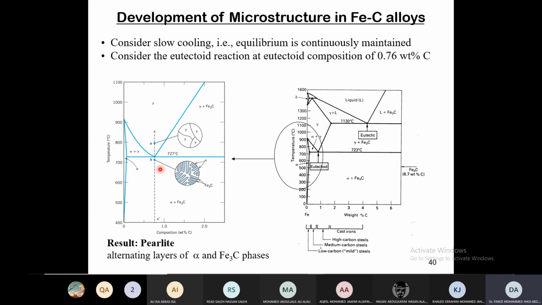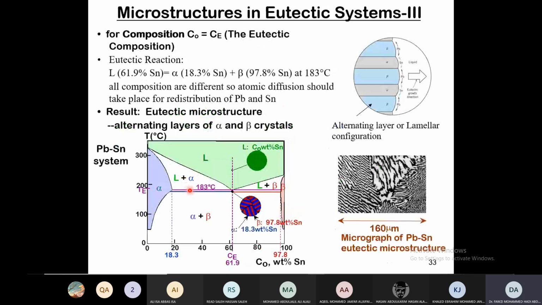So for the same reasons, it's going to form this lamellar configuration, which has alternating layers of alpha and cementite, alpha and cementite, alpha and cementite, in the same way that we have looked at in the previous lecture.